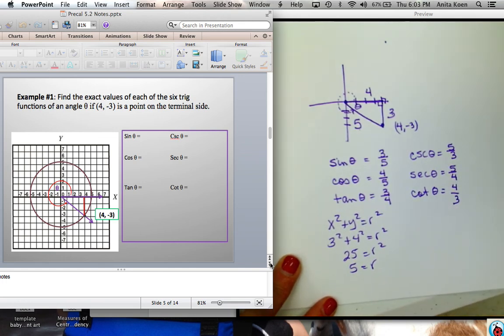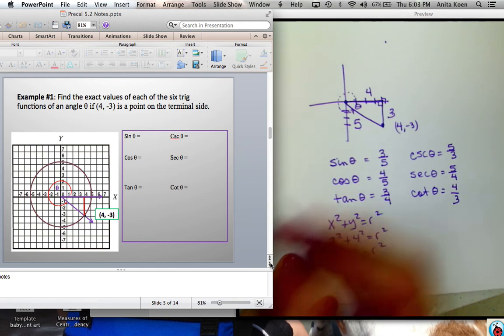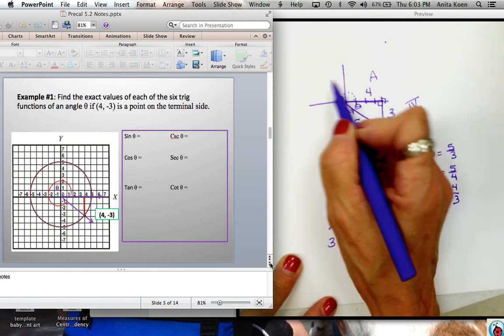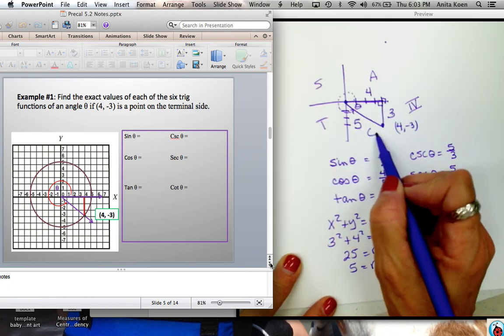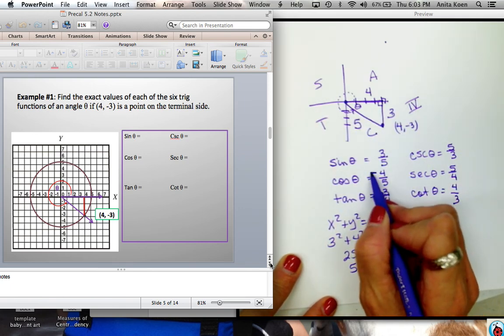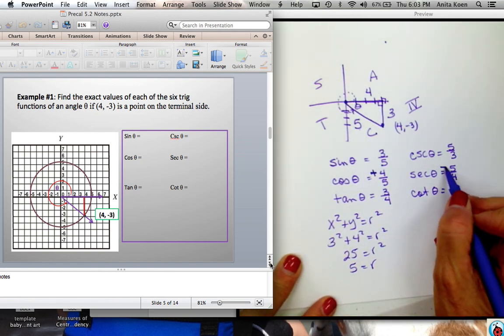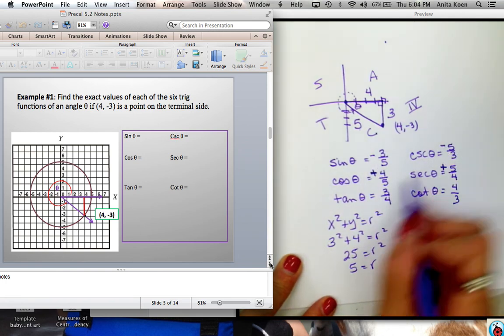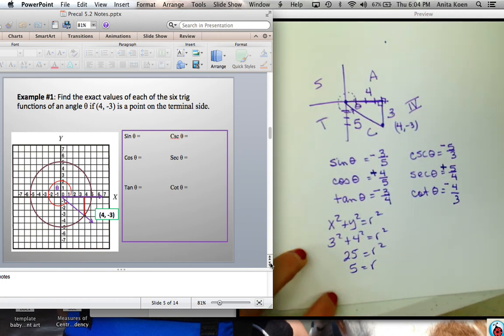And now the last thing we have to do is find out what their signs are. Well, since we're in quadrant 4, and we know all students take calculus, we know the cosine is positive, we know the secant is positive, and all other trig functions are negative. And that's all there is to it.